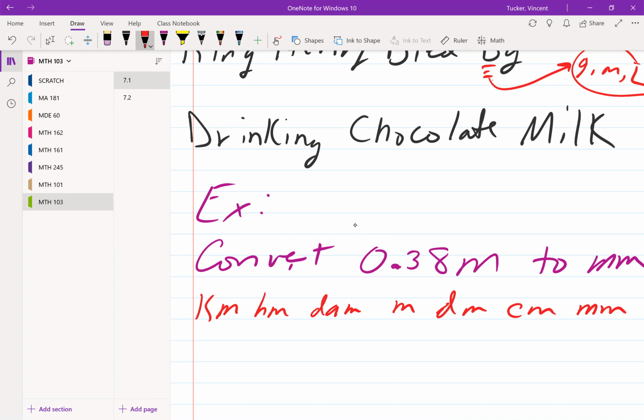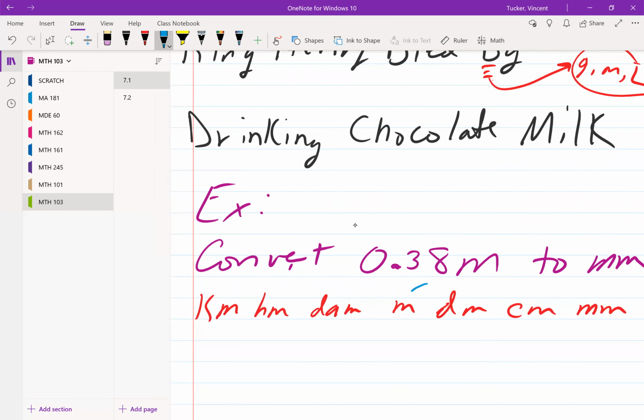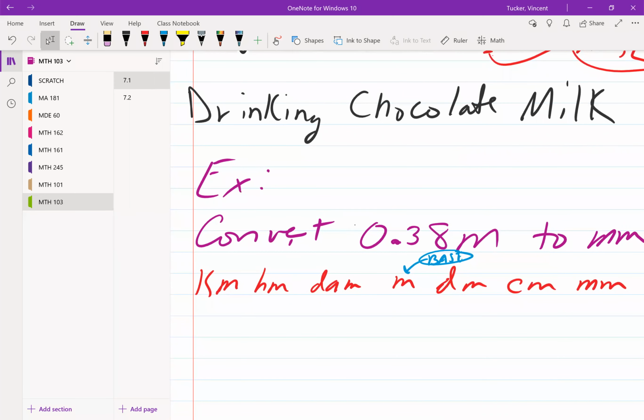Remember your B, in other words, that's your base. That will always be right here in the middle of this order. And once again, it'll be either meters, grams, or liters, and that depends on what you're measuring. So we got kilometers, hectometers, decameters, meters, decimeters, centimeters, millimeters. And so now we want to convert 0.38 meters to millimeters.